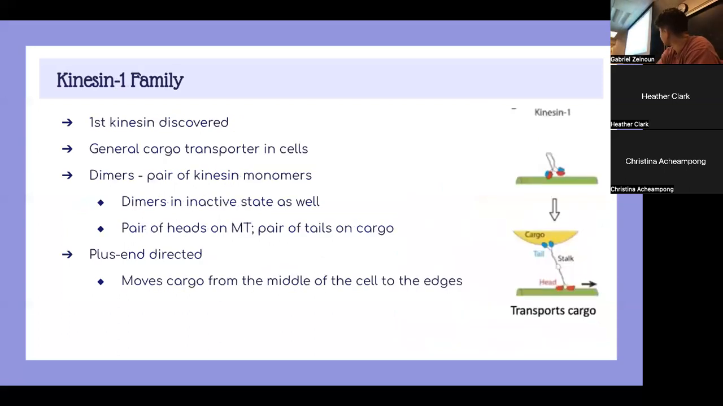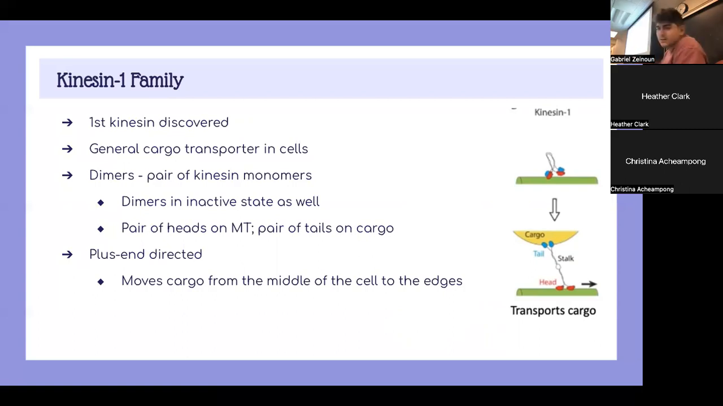So kinesin 1 is the first one we'll talk about. It's called that, the first one, because it was the first one discovered, and it's used for transporting proteins and cargo around the cell. It is a dimer, so it's actually a pair of kinesin monomers, and it's also a dimer when it's inactive as well, so it's like the head and the tail.